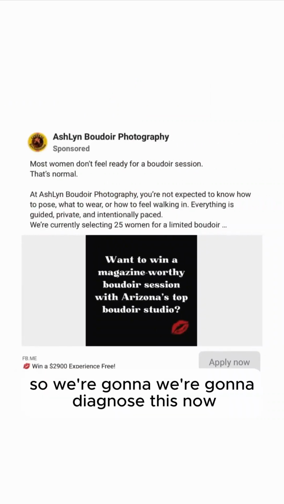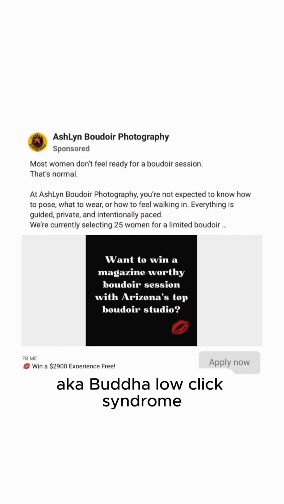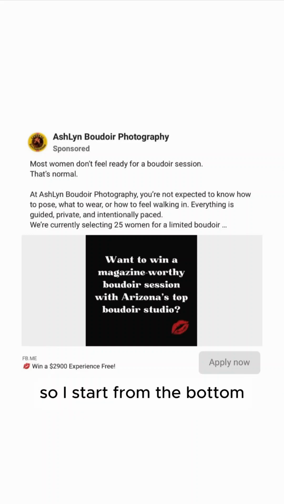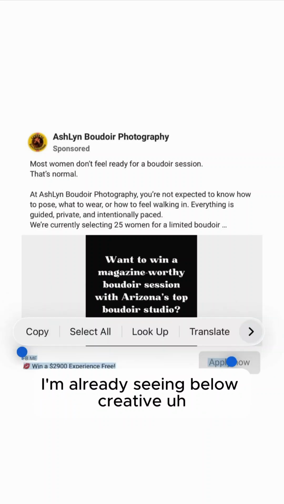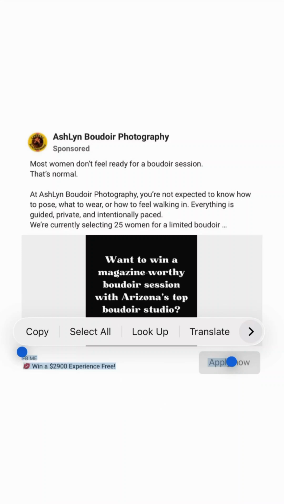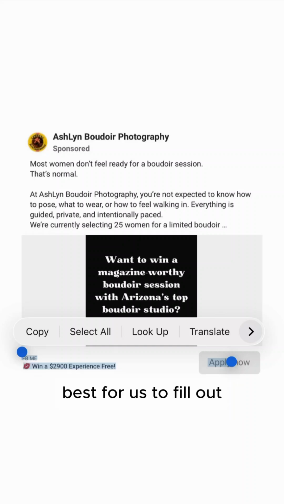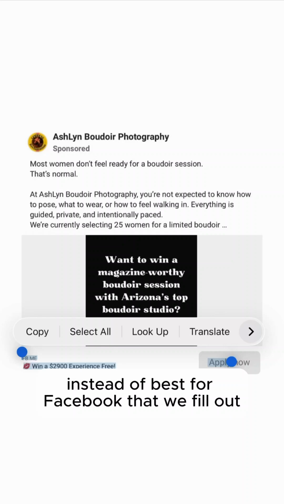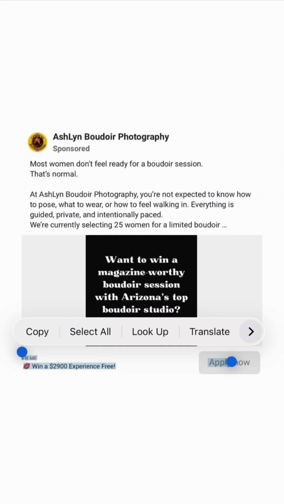So we're gonna diagnose this now, see if we believe it has BLCS, aka boudoir low click syndrome. So I start from the bottom. I'm already seeing below creative, the below creative cluster mistake. The false belief that causes us to make this mistake is that everything Facebook says we should fill out when creating an ad is best for us to fill out, instead of best for Facebook that we fill out. Now, the consequence of this is actually better for Facebook that we fill this out.